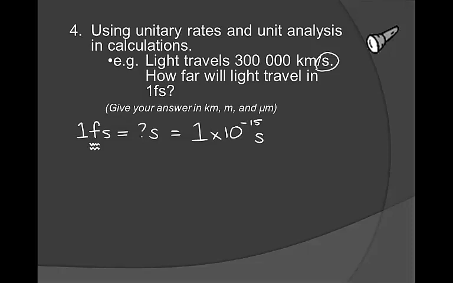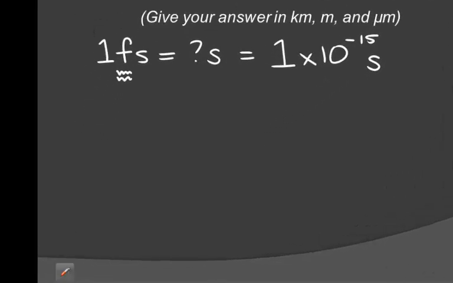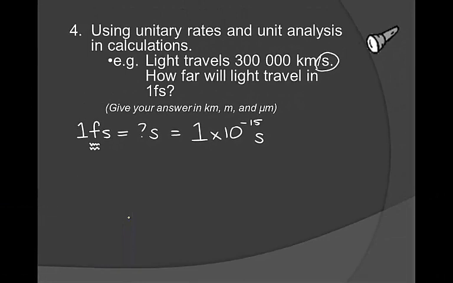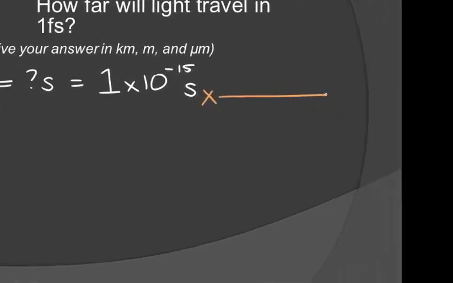So I have 1 times 10 to the negative 15 seconds, and I have a relationship that involves kilometers a second. It's asking me how far it will go, so that means distance doesn't have time associated with it, so I need to cancel off this second unit. In order to do that, I need to do unitary rate analysis. I'm going to start by drawing an X and a line. Anytime you want to change your units, you draw an X and a line as a starting point. The unit that I have to get rid of here is a second.